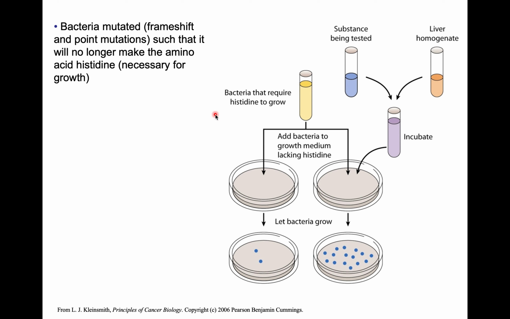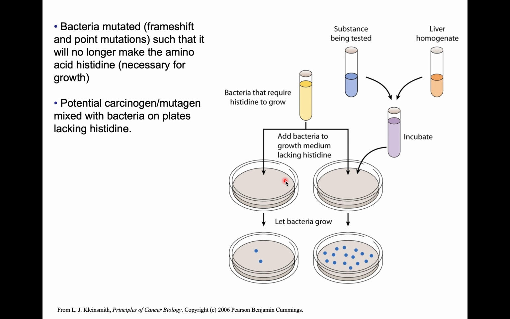And so, in a nutshell, the way the Ames test works is they are using bacteria that have been intentionally mutated, either with a frame shift or point mutations, so that the bacteria can no longer produce the amino acid histidine. Normal bacteria would be able to do that if supplied with an appropriate minimal growth media. So these bacteria, if plated on growth media lacking histidine, they simply cannot grow.